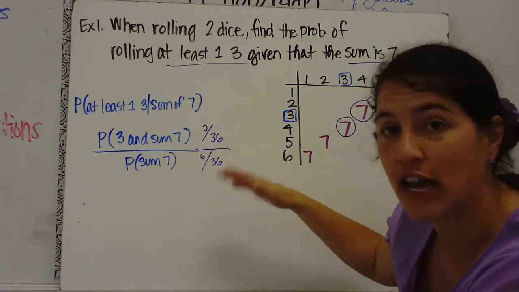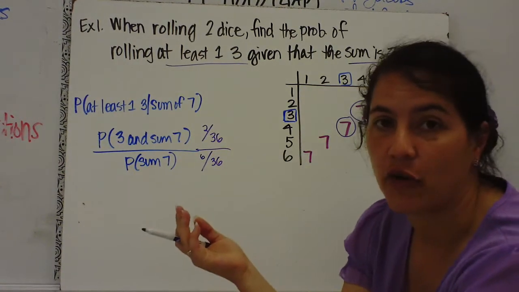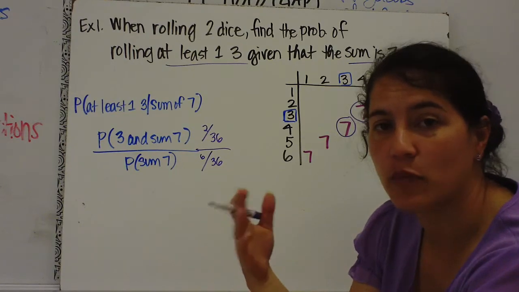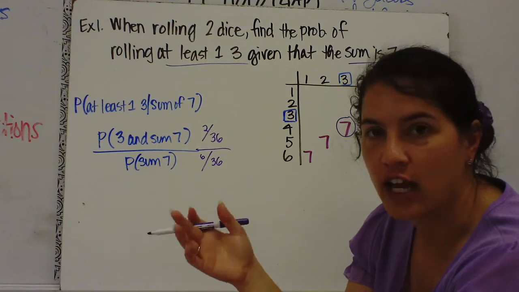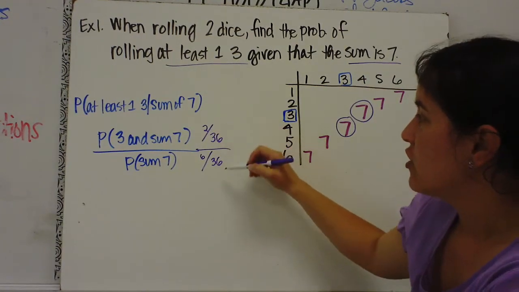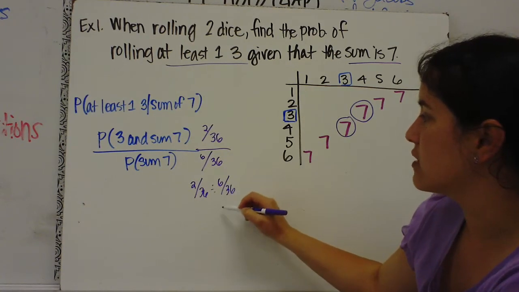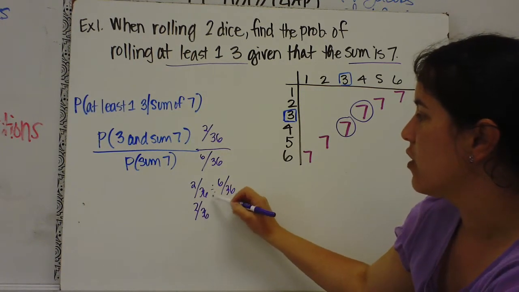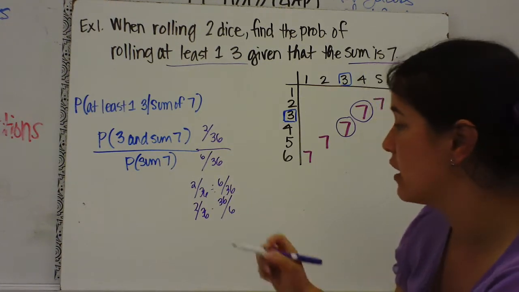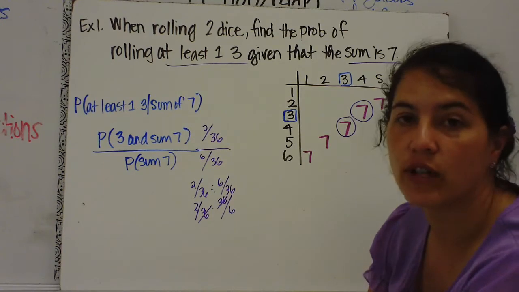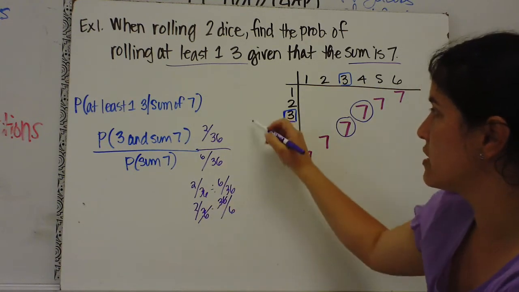You can type that into your calculator, but I'm just going to show you a trick. When you were in 5th or 6th grade and you learned how to divide fractions, you probably learned copy, switch, flip, or something like that. So 2 over 36 divided by 6 over 36 means we copy, we switch division to multiplication, and then we flip the second part. The 36 and 36 are going to divide out. They're going to cancel. And then we're left with 2 over 6.